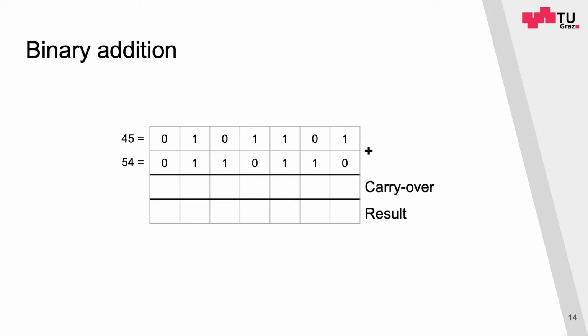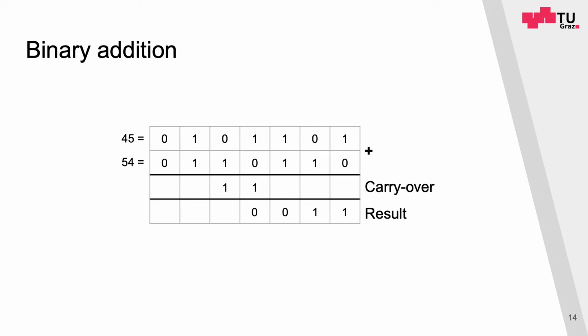So let's start. We have 1 plus 0, which is 1. We have no carryover. Then we move on to the next column. There we have 0 plus 1 again, which is 1. We have no carryover. Then in the next column we have 1 plus 1. We learned that 1 plus 1 without a carryover is 0. And we have 1 as a carryover now, so we put it there. And now we have 1 plus 0 plus 1, which is again 0. And we have a 1 as a carryover now.